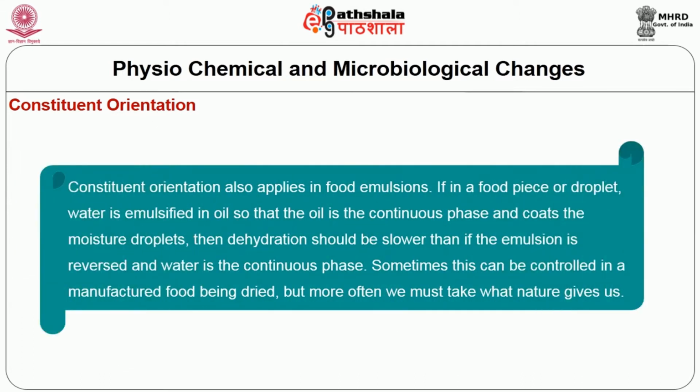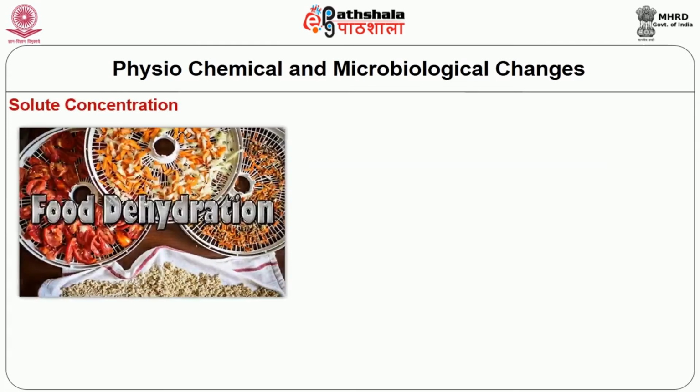Constituent orientation also applies in food emulsions. If in a food piece or droplet, water is emulsified in oil so that the oil is the continuous phase and coats the moisture droplets, then dehydration should be slower than if the emulsion is reversed and water is the continuous phase. Sometimes this can be controlled in a manufactured food being dried, but more often we must take what nature gives us. Next we will see about solute concentration.